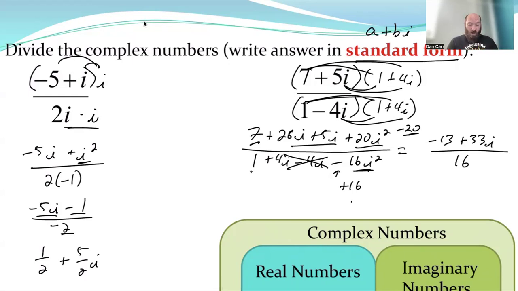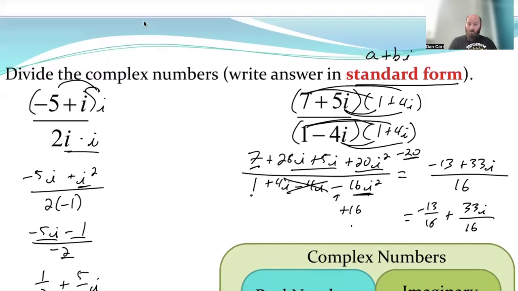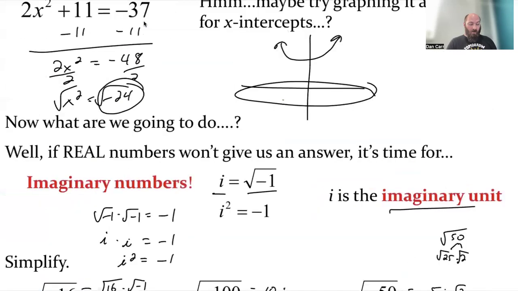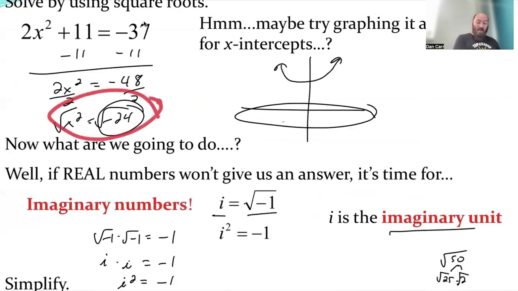Since I can't really reduce that, I don't need to separate it, but if you wanted to, you can say that's negative 13 over 17 plus 33i over 17. And that is it for our operations with imaginary numbers. Hopefully you can see that we're going to use this potentially when we deal with our non-real solutions to our quadratics. You can see here, this was a quadratic up here, and that becomes a non-real solution. So that's part of what we're doing today.